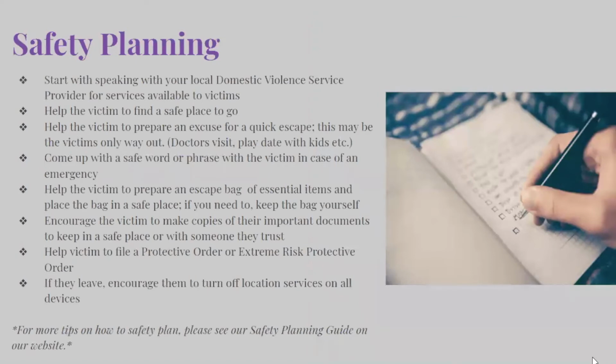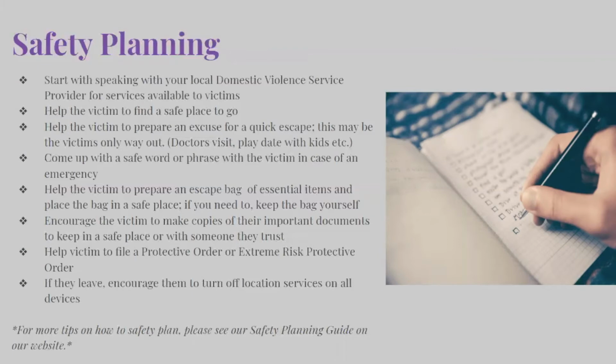So how do we come up with a safe plan for them to leave? You start off with speaking to your local domestic violence service provider. And if you do not know who that is, you can contact the National Domestic Violence Hotline, and they will connect you to your closest domestic violence service provider. And so once you do get in contact, you want to figure out what services are available to victims in your area or in the victim's area. Once you do that, you then can help the victim to find a safe place to go.